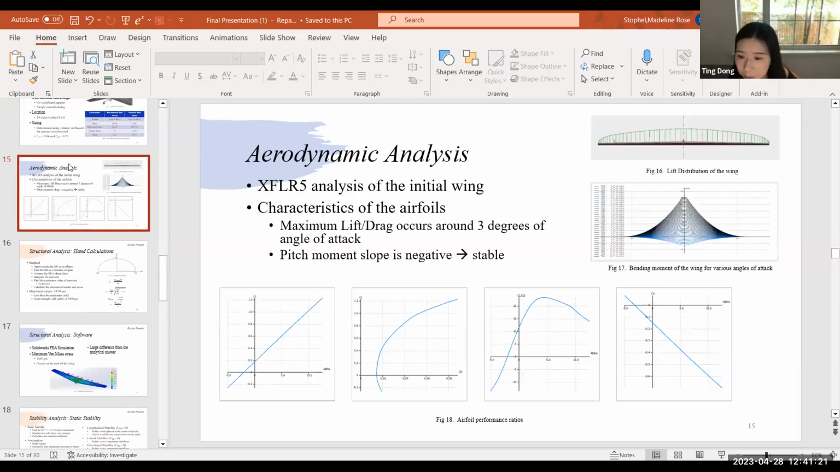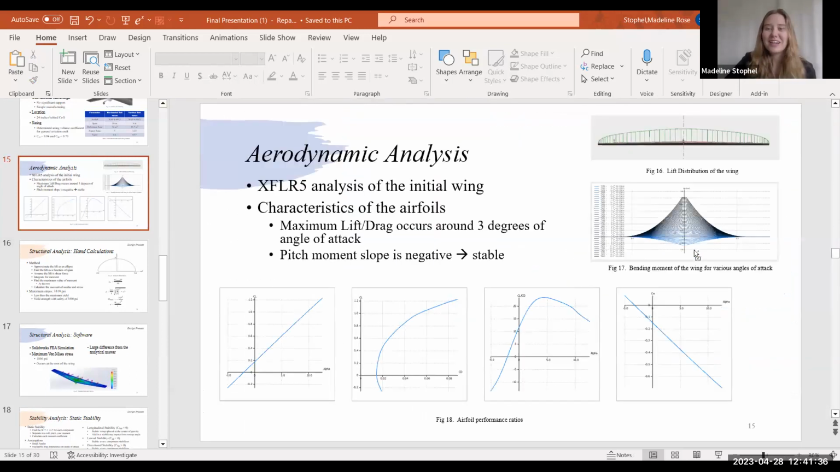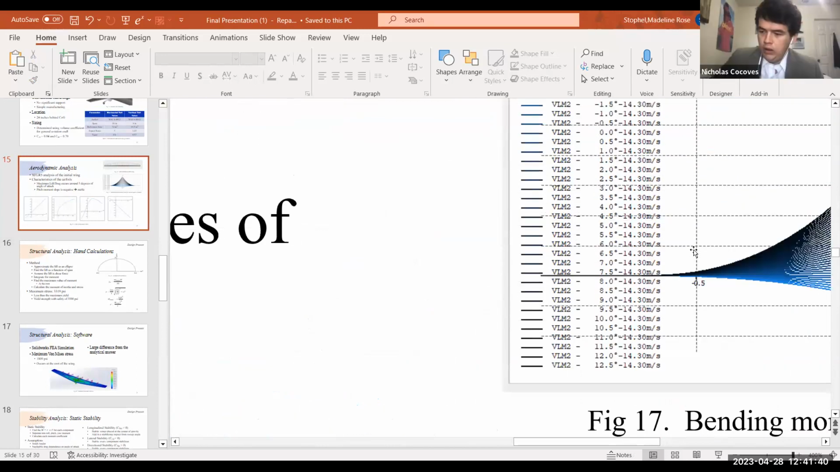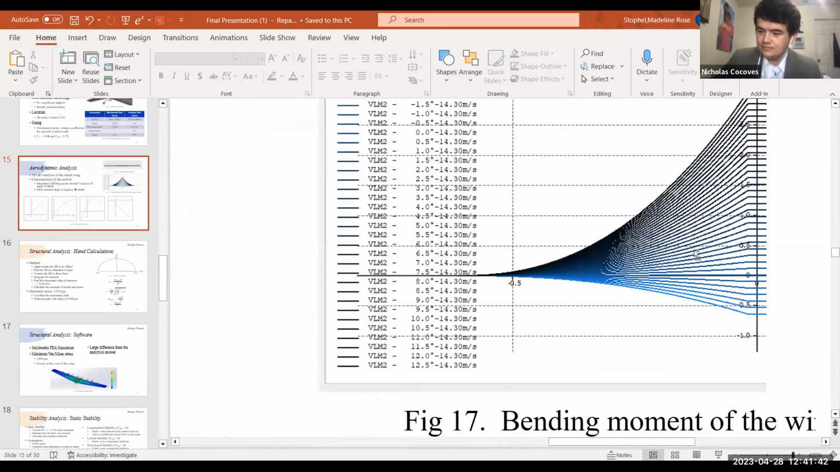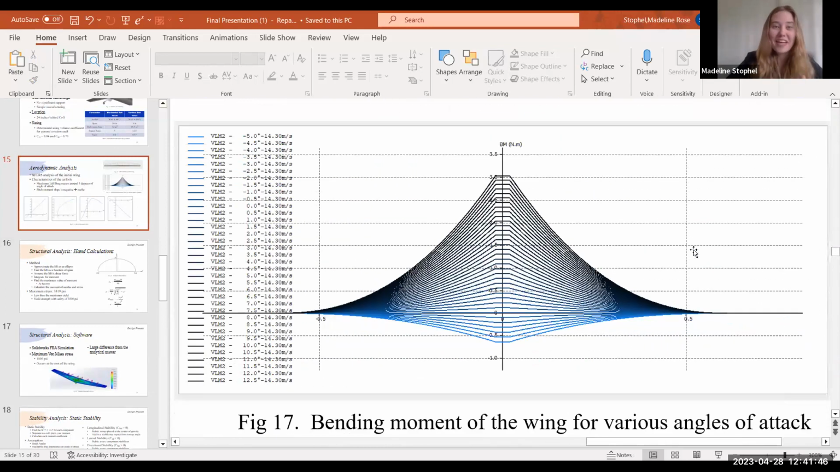Yes, so I'm just curious, the figure 17, bending moment of wing for various angle of attack. I really cannot see what each line means. I cannot understand this graph. I'm sorry, I can zoom in some. This slide, I ended up doing the slide arrangement, and I think I spent 20 minutes to get everything on the slide. So I had a feeling that this wasn't the best.